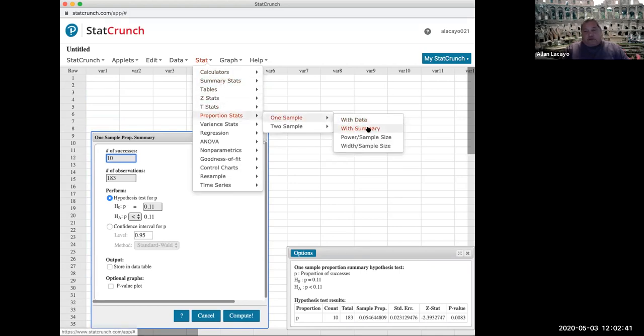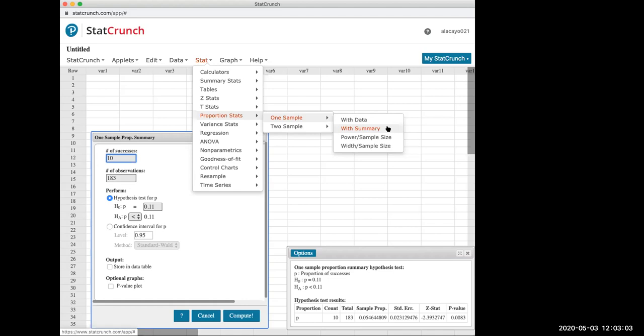Okay. So the three stages are Stat, Proportion, Stats, One Sample with Summary. When you click on With Summary, you get the box on the left. You enter those four values in the box on the left, and when you compute, you get the box on the right. Is that fully visible to everybody, Jian in particular? Yes. And does that make sense, what I just did?